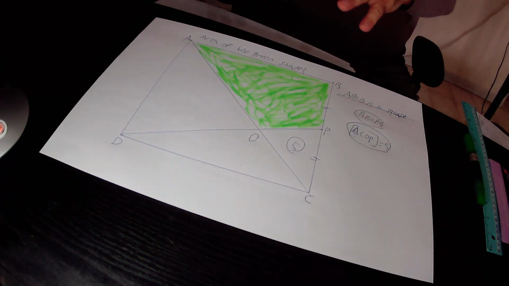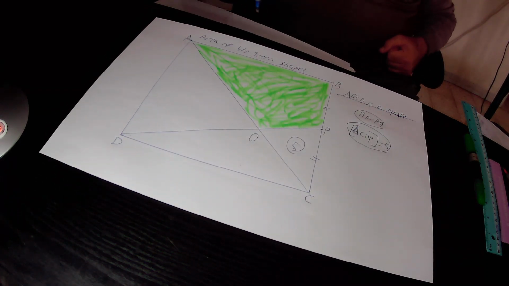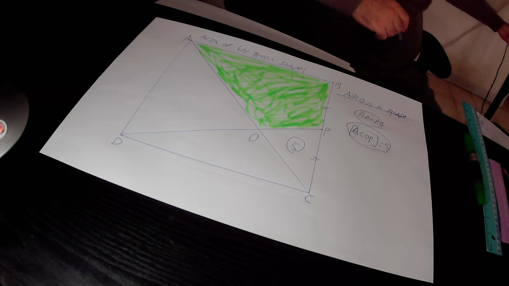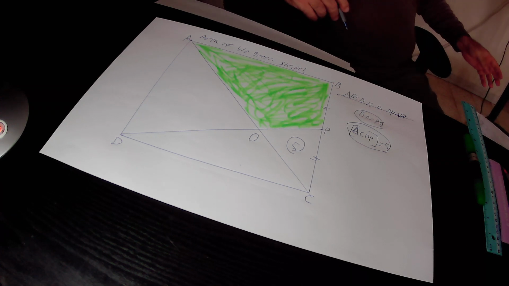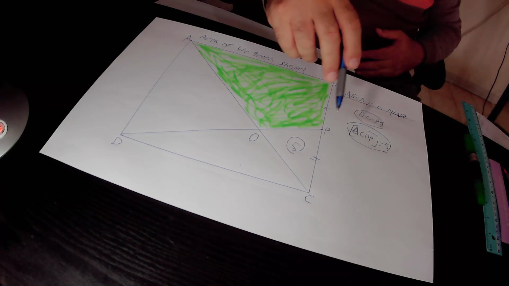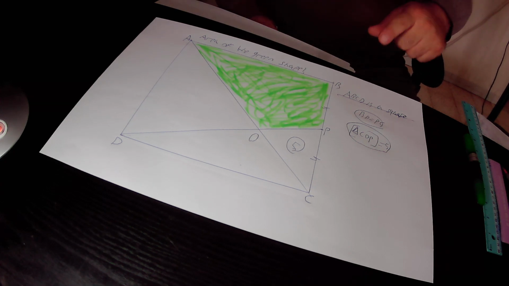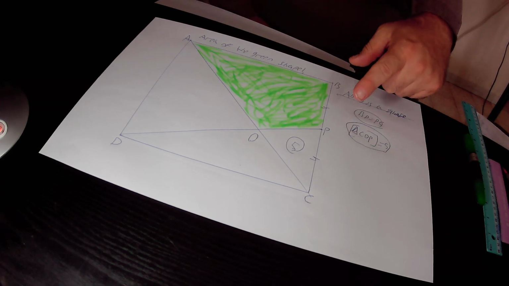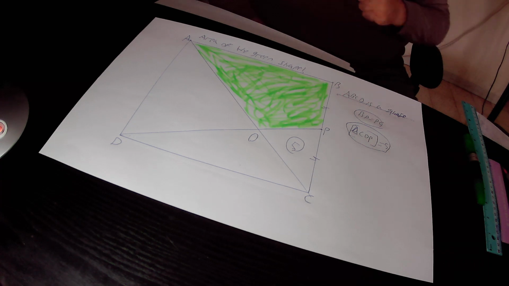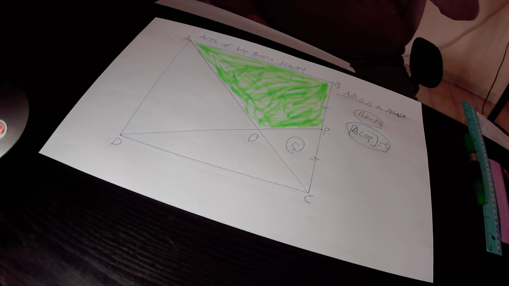Our mission in this second question is to find out the area of this grain shape. In the drawing, we have square ABCD. This is line BP, that is equal to line PC. In addition, we know that this is triangle COP, that is equal to 5 square units in its area. Again, our mission is to find out the area of this grain shape.